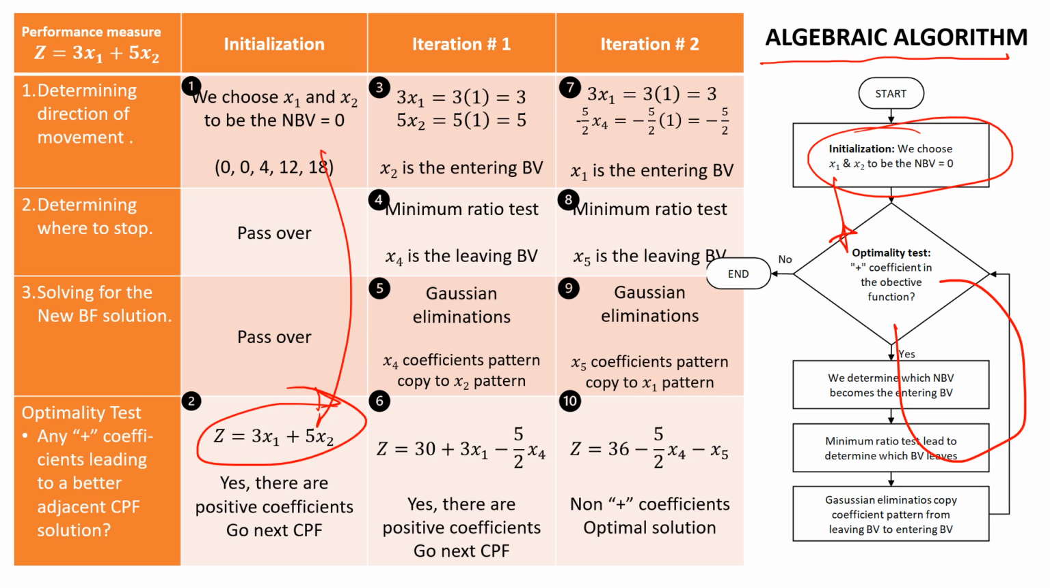Step 1, determining the direction. Step 2, determining where to stop. And step 3, solving for the new BF solution. So when we're back, we're going to do again the same questioning, whether there are positive coefficients. We're going to be doing 2 iterations. And finally, when we don't have any positive coefficients, that means we are at the optimal solution.